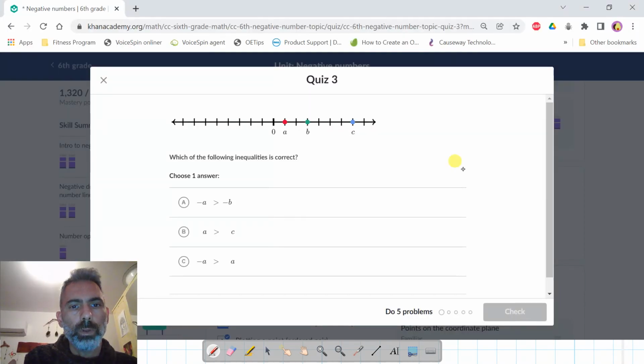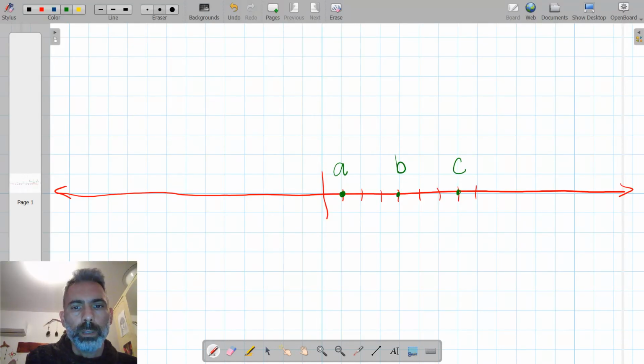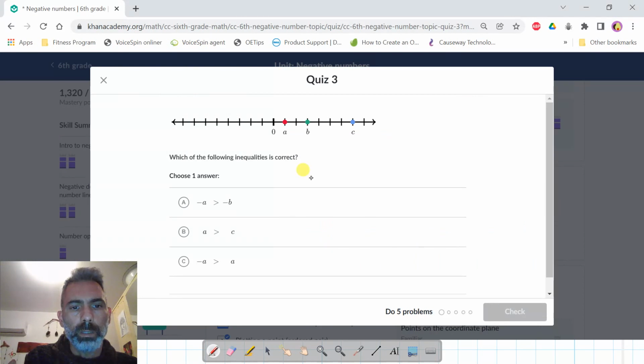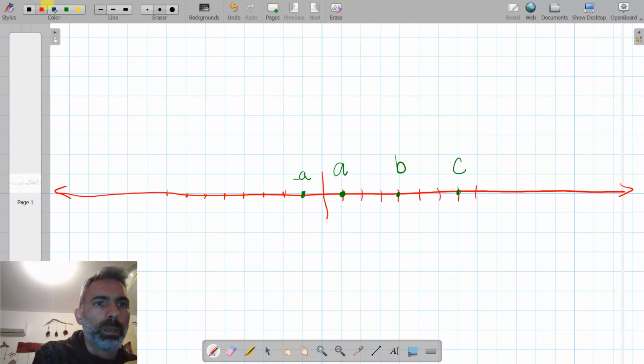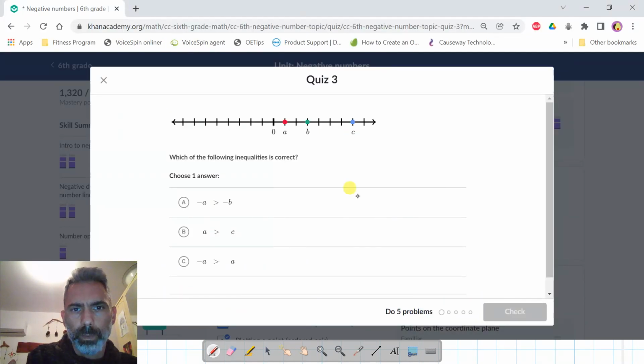Okay, which of the following inequalities is correct? Choose one answer. A. Negative A is greater than negative B. So negative A is here. Is it greater than negative B? Negative B is 1, 2, 3.